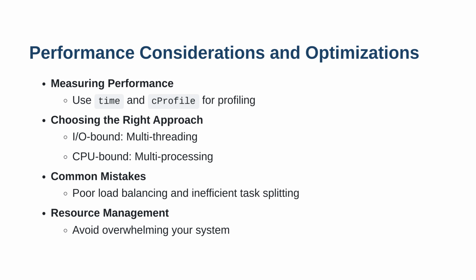As we delve into performance considerations and optimizations, it's crucial to measure the impact of parallelization on your code. Using tools like time and cProfile, you can profile your applications and identify bottlenecks. When deciding between multi-threading, multiprocessing, or even other libraries like joblib, consider the nature of your tasks. For I/O-bound tasks, multi-threading may be sufficient, while CPU-bound tasks will benefit more from multiprocessing. However, common mistakes can hinder performance, such as poor load balancing and inefficient task splitting. It's essential to manage resources effectively to avoid overwhelming your system.